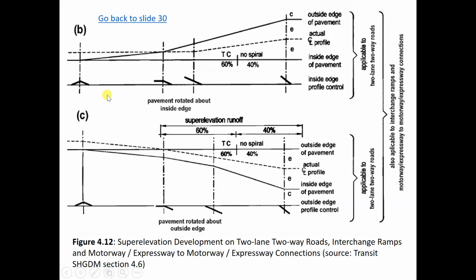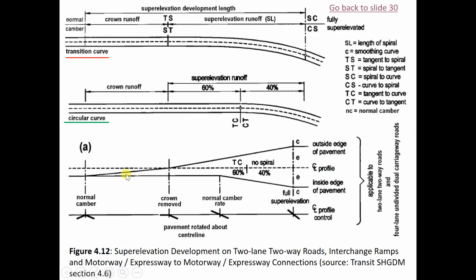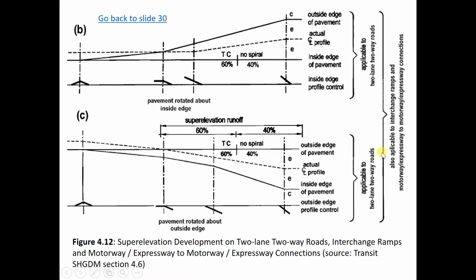Okay, if you have a dual carriageway, then we look at this one. This one is provided for both the 2 lane 2-way roads and the 4 lane undivided dual carriageway as well. And then this one, the B, is applicable to 2 lane 2-way roads also, but also to interchange ramps and motorways.